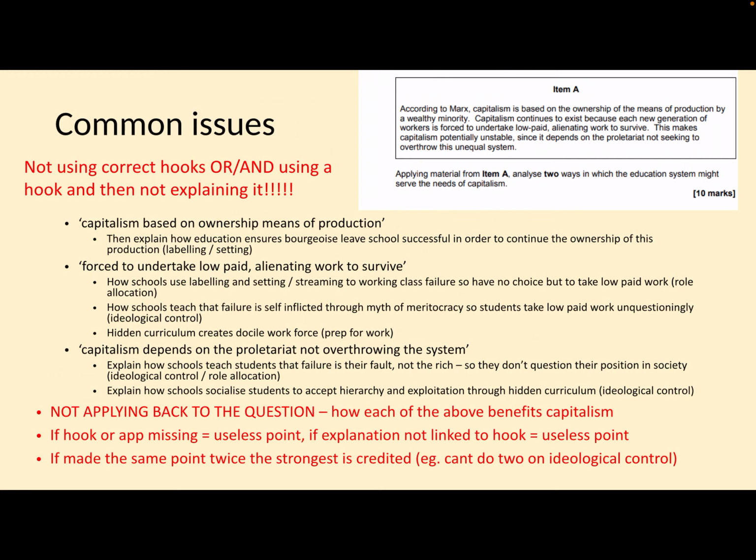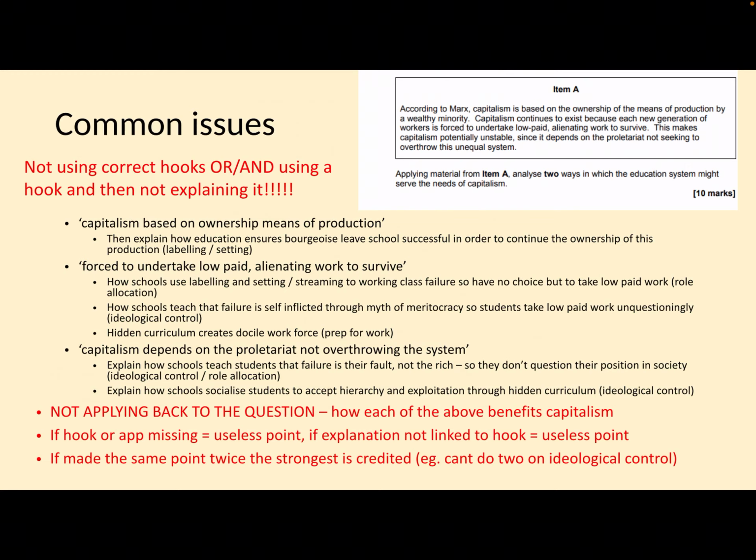And then this idea that schools teach that failure is self-inflicted through the myth of meritocracy. So they take those low-paid jobs unquestioningly, and that's part of ideological control. So that's a slightly different explanation there, okay? You're saying, yeah, they take those low-paid jobs, but they don't argue about it because they believe they deserve them. Use of Paul Willis there would have been good. But that's ideological control.